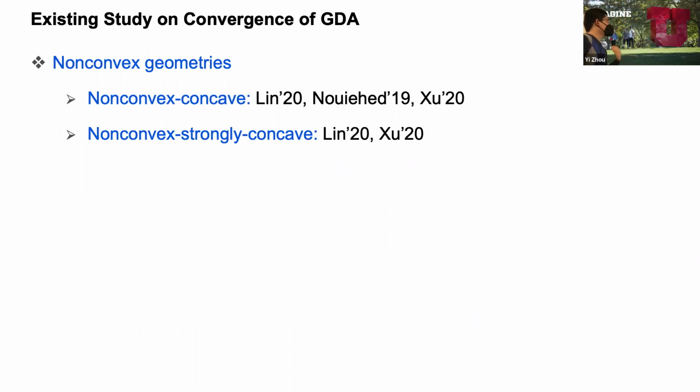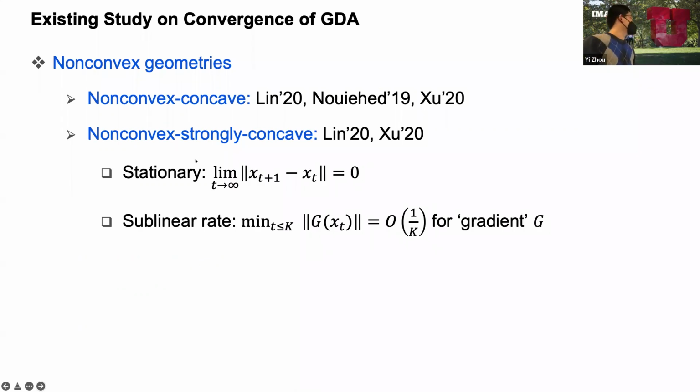And recently there has been some studies that establish the convergence of this algorithm on the non-convex geometries. So the convergence has been proved under either the non-convex concave geometry or the non-convex strongly concave geometry. And what they show is that a certain notion of gradient converges to 0 at a sublinear rate. And this result is equivalent to say that the algorithm is asymptotically stable in this sense. So the increment asymptotically goes to 0.